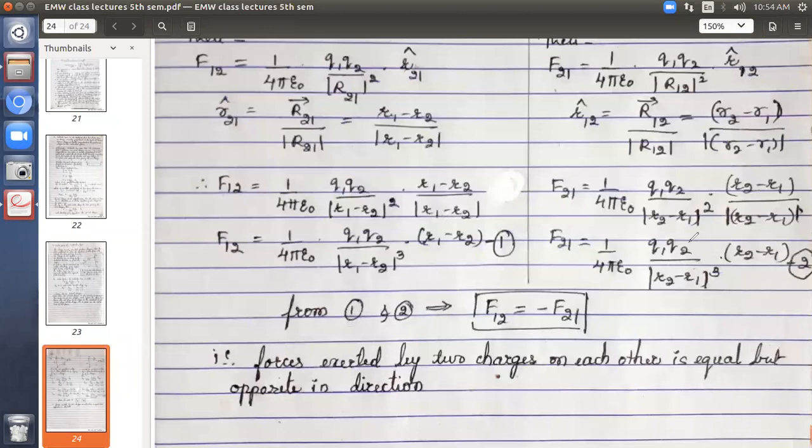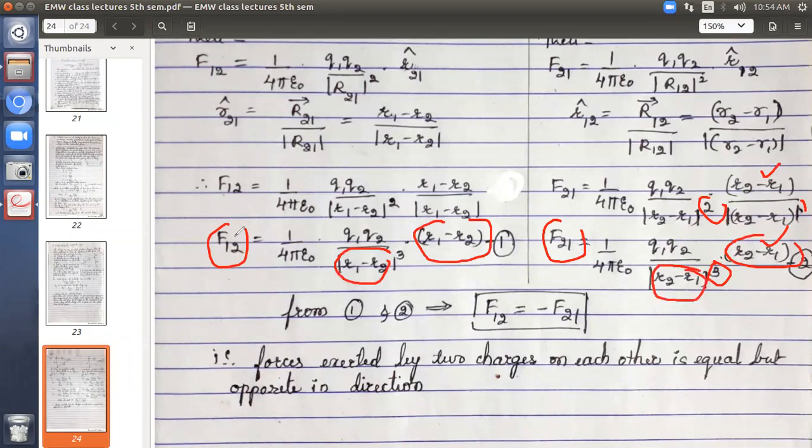After substitution, take these powers 2 and 1, so the power will be 3 and this vector as it is. If you observe between F12 and F21, these are all reversed. Here it is 1 minus 2, here it is 2 minus 1. It depends on the suffix. 1 and 2, 1 minus 2. 2 and 1, 2 minus 1. So if you observe equations 1 and 2, the first force is the negative of the second force. If you take negative common here, you will get the second equation. Both magnitudes are the same, but opposite direction. Negative indicates the direction of the force.